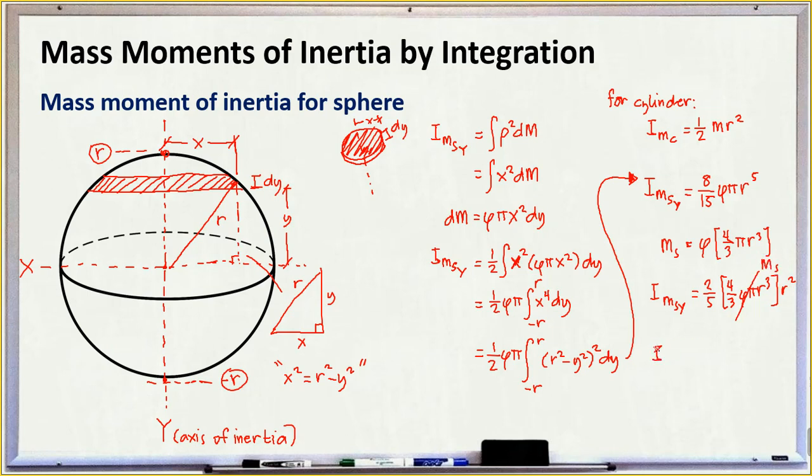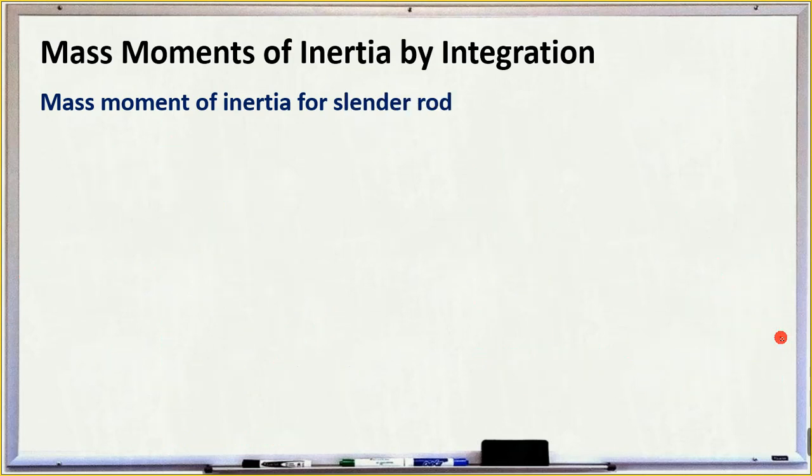So therefore, the moment of inertia of our sphere along the y-axis is equal to 2/5 times the mass of the sphere times the radius of the sphere squared. So this is our general formula for the mass moment of inertia for the sphere. Next, the slender rod. Let's say we have here a slender rod.